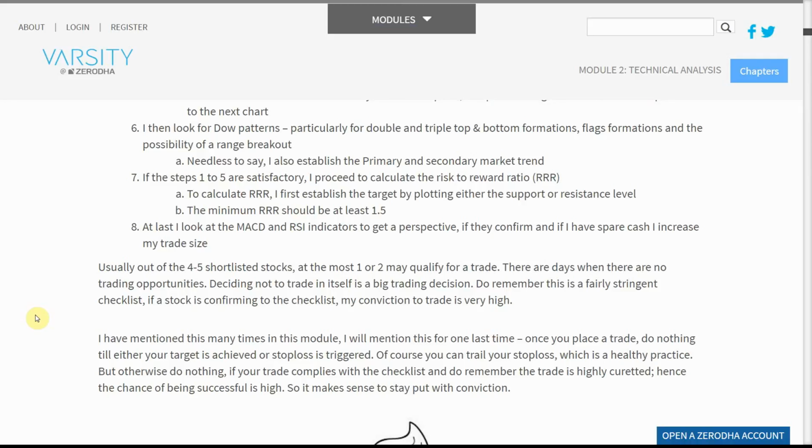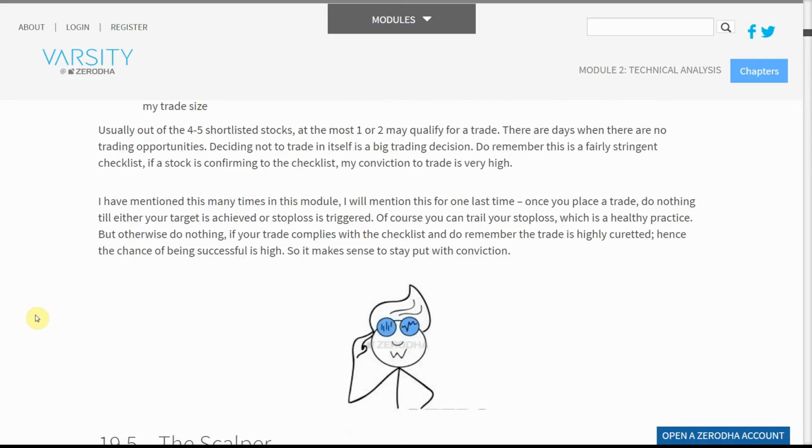I have mentioned this many times in this module. I will mention this for one last time. Once you place a trade, do nothing till either your target is achieved or stop loss is triggered. Of course, you can trail your stop loss, which is a healthy practice, but otherwise do nothing. If your trade complies with the checklist, and do remember, the trade is highly curated, hence the chance of being successful is high. So it makes sense to stay put with conviction.